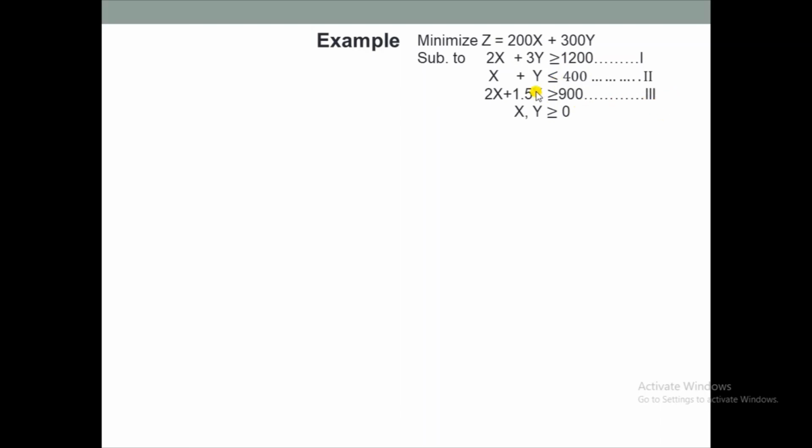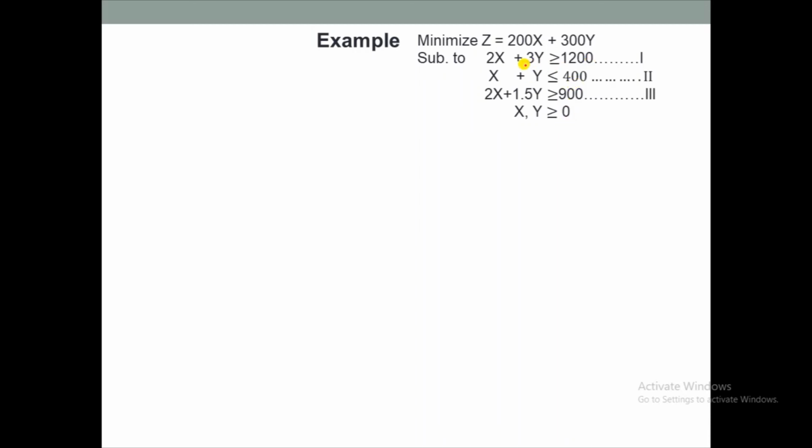Okay, so the first step that we need to go for is the conversion of these inequality constraints. We have these three constraints of different types, because one is of greater than type, one is of lesser than type, and the objective function is a minimization: minimize z equal to 200x plus 300y. As per our regular practice, the first step is to convert all the constraints into equations, then calculate the coordinates and plot them on a graph.